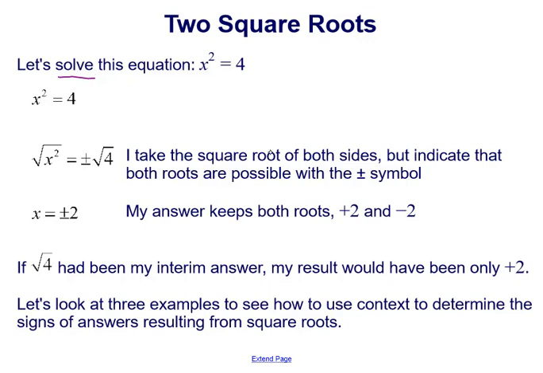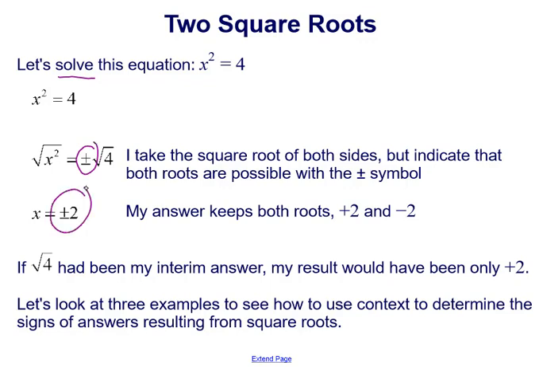But if I take the square root of both sides, we have to indicate that both roots are possible with the plus or minus symbol. Because again, with a variable, we don't have enough information to know if it's the positive or negative square root. So we want to take the square root of 4. We want to indicate that it could be the plus or minus root. So our answer will be plus or minus 2.